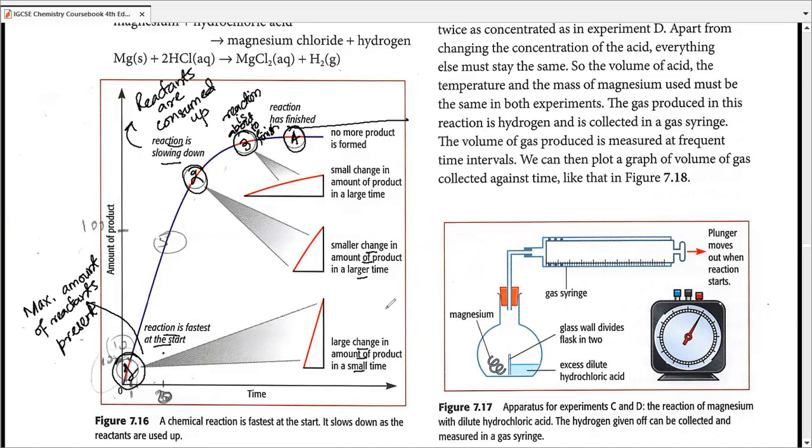And this definitely has everything to do with the amount of reactants present. Since the amount of reactants present is maximum at the start, it's fastest at the start. Since the amount of reactants is almost consumed up at the end, the reaction is about to finish at the end. So the amount of reactants present at any time in the reaction mixture is actually something which decides what the speed of reaction is going to be.